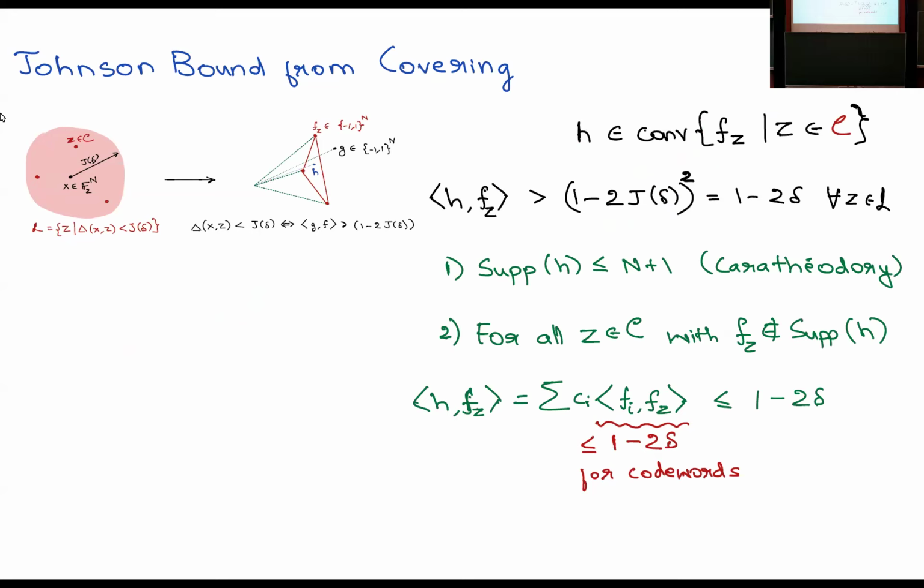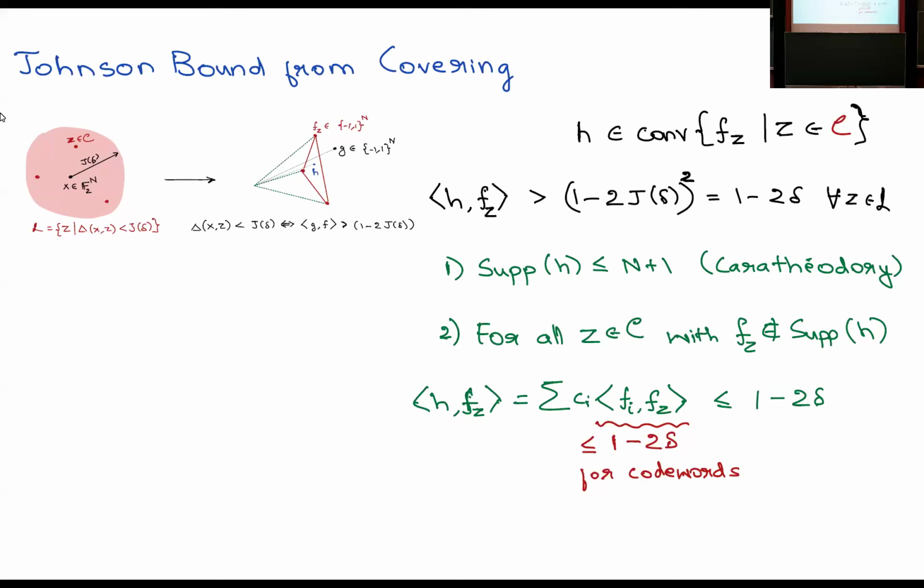So I'll just make 2 remarks. One, H is in the convex hull of these list code words. We can assume without loss of generality that the size of this support is bounded by Carathéodory's theorem. It's an n-dimensional vector, n is the block length. And secondly, I'll claim that anything that is not in the support can't be in the list.